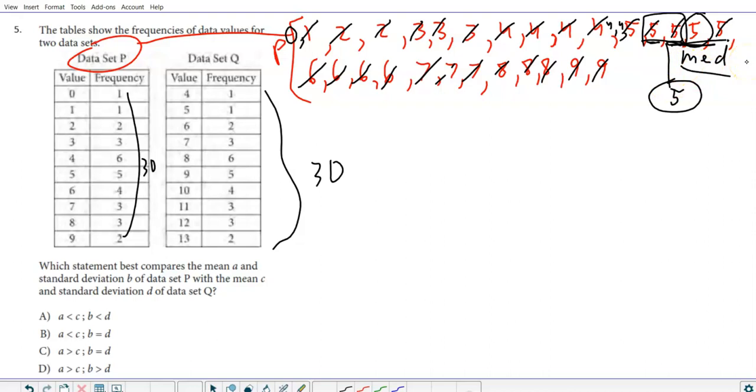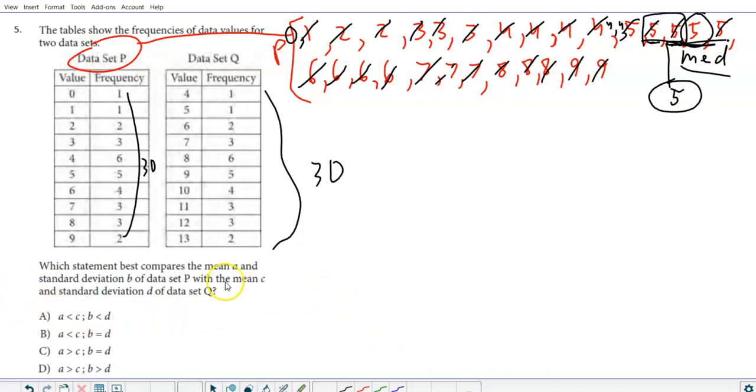Now that I have the numbers, I can add them up and do it that way. However, thank goodness there's a better way. I would hope you don't have to do this for both data sets. That would be a lot of work. It's still a lot of work. I think you could do a couple different things here.